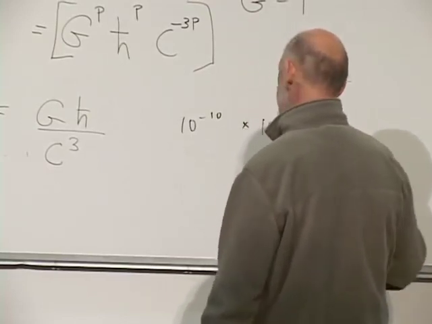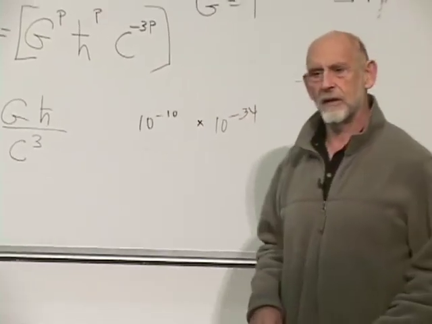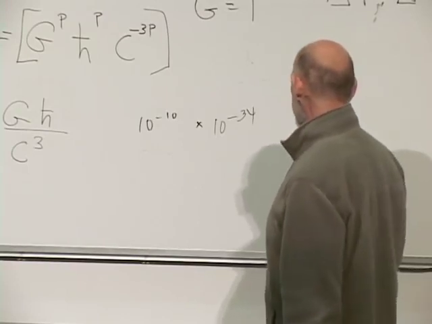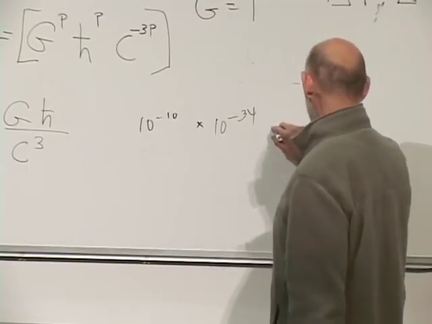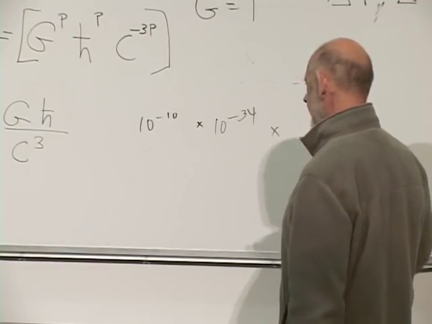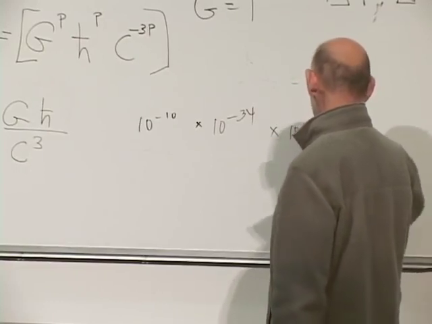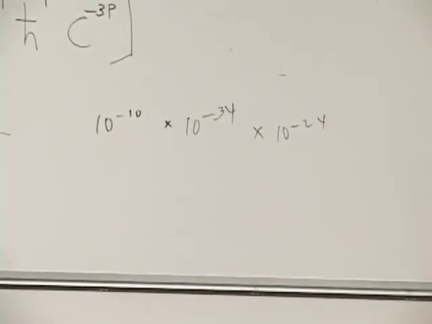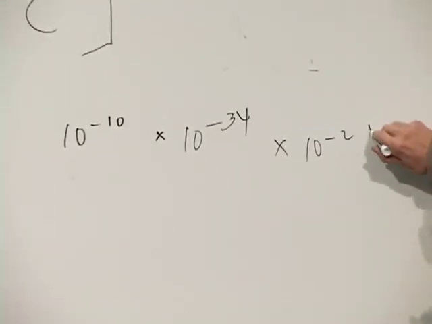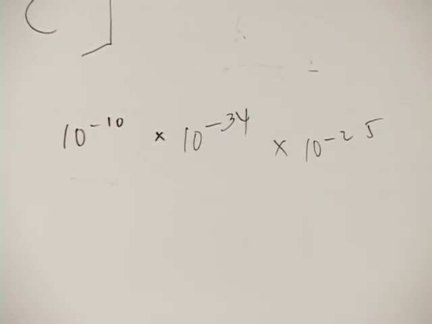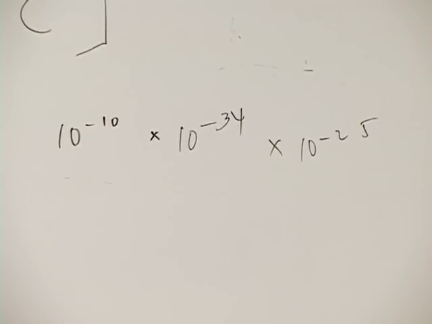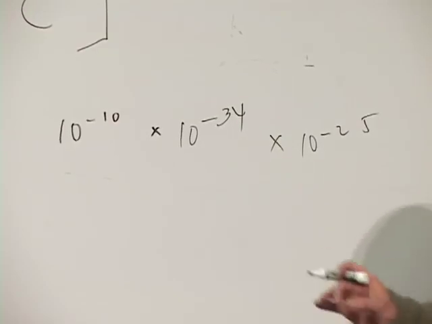And what is C cubed? C is 3 times 10 to the 8th, so C cubed is about 3 times 3, 10 to the 17. Times 10 to the minus, how big is 10 to the minus 24? I think it's more like 10 to the minus 25. So how many square meters is this? Pretty small, some tiny, tiny number.